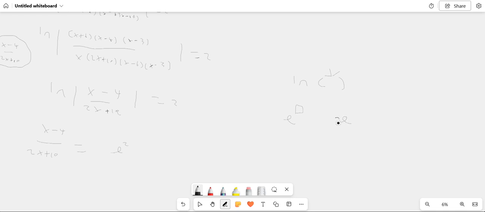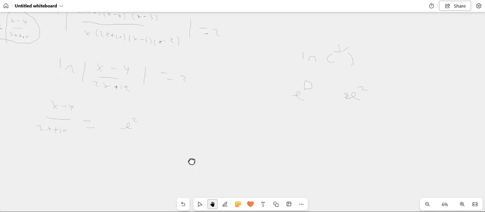You're not putting 2E or E2, it's E to the power of 2. When you do E of something, the something goes in that top right of E, you know? It goes to the power. So that's how that works, yeah?